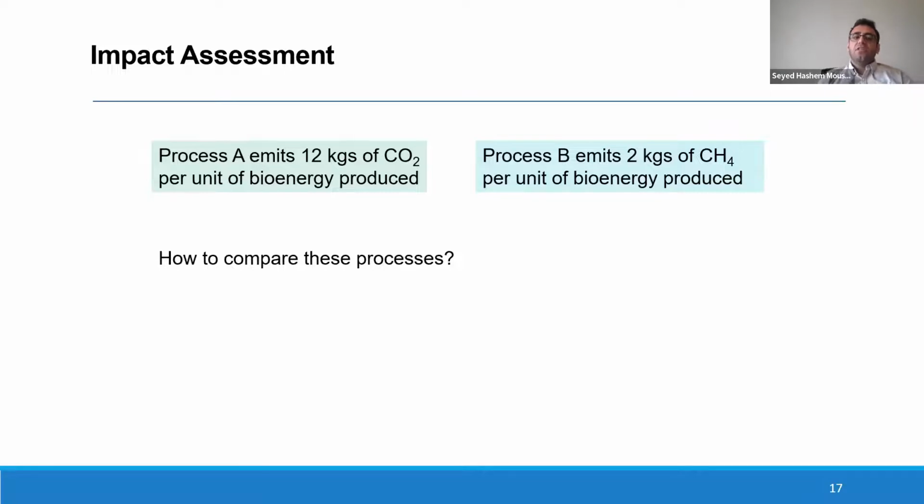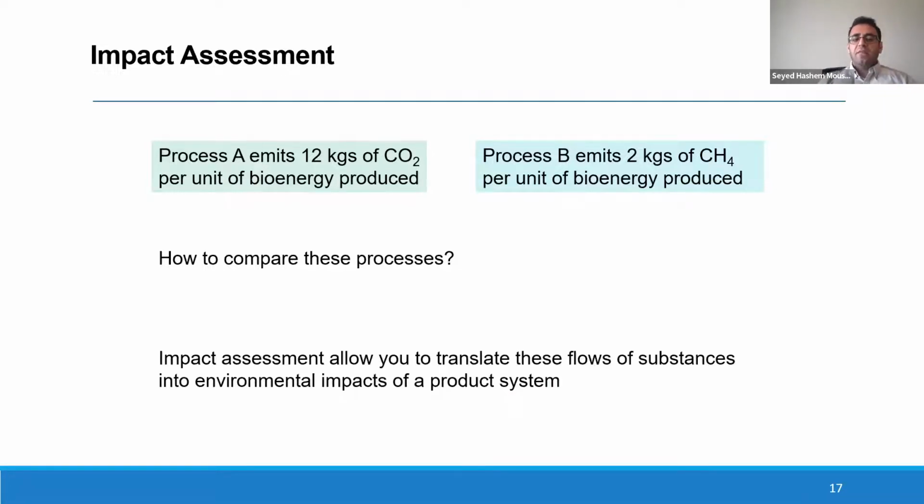In impact assessment, we are translating the inventory of inputs and emissions into impact categories. For example, one is global warming potential, one can be eutrophication, acidification, or other environmental impacts. Here is an example. We have two processes. Process A emits 12 kg of carbon dioxide, and process B emits 2 kg of methane. When we want to compare these processes, we need to translate these emissions into one unit. And for that, we are doing the impact assessment.